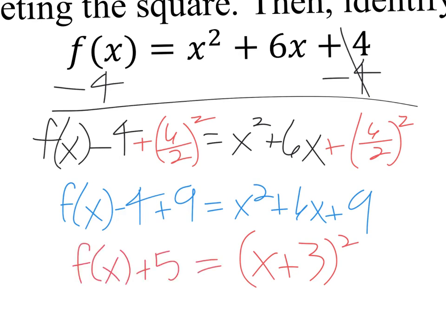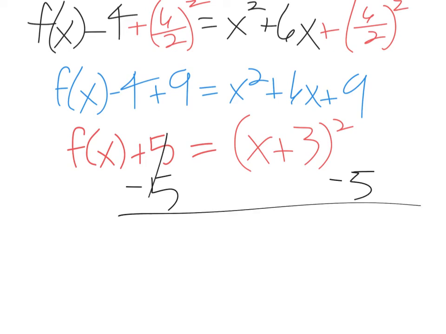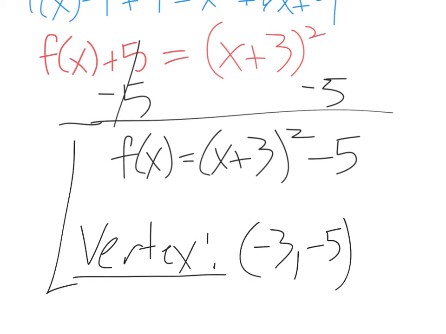So the left-hand side turns into f of x plus 5 because negative 4 plus 9 equals 5. And then what you'll want to do is minus that 5 to the other side, and then you will have converted it into vertex form. So my official final answer is f of x equals x plus 3 squared minus 5, and that vertex is going to be at negative 3 comma negative 5.